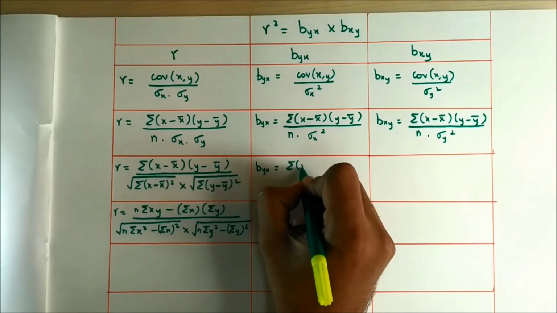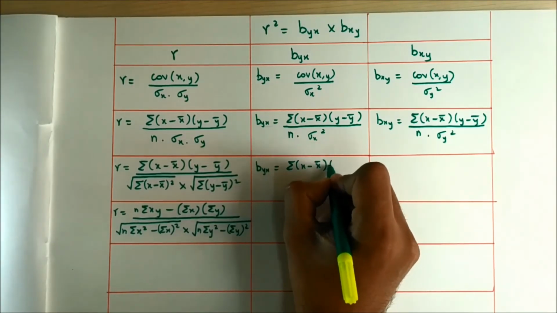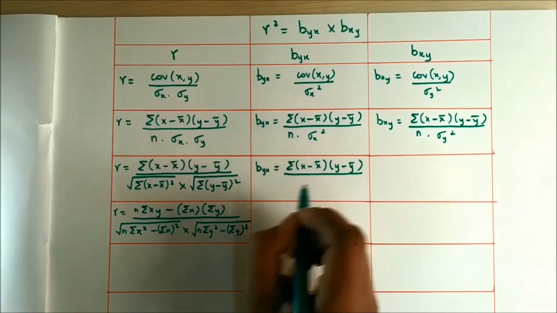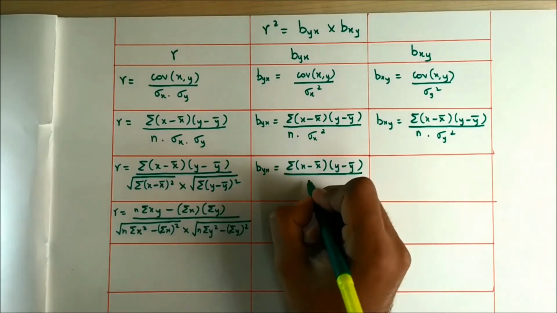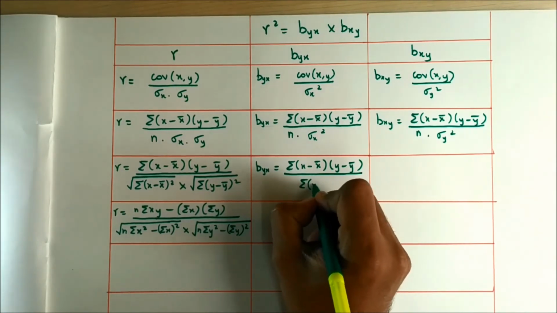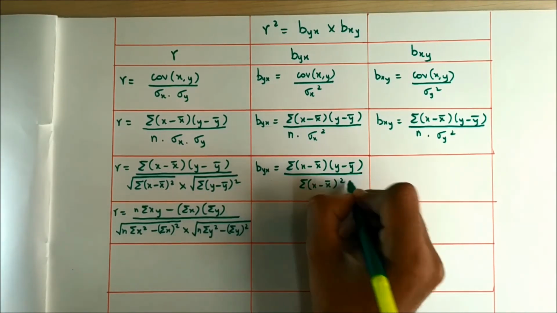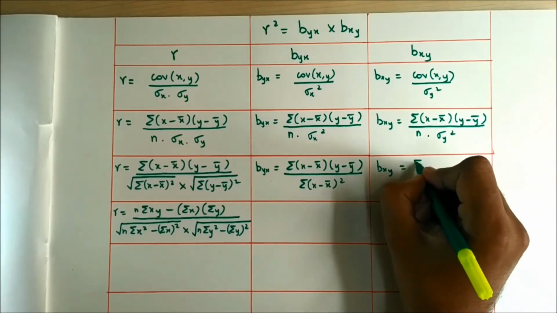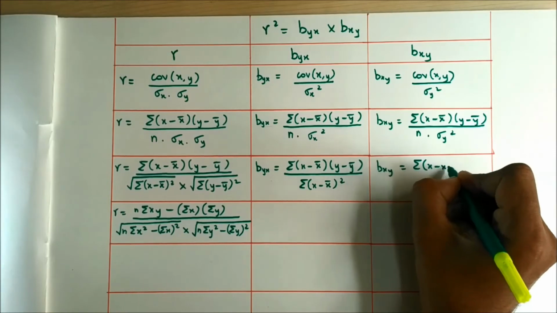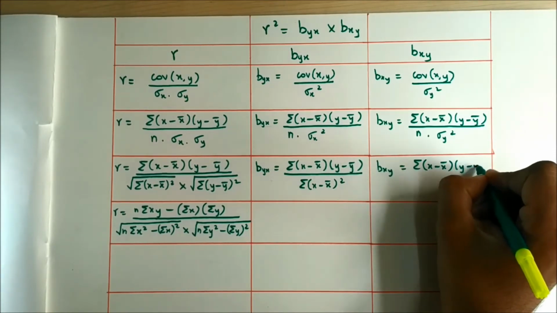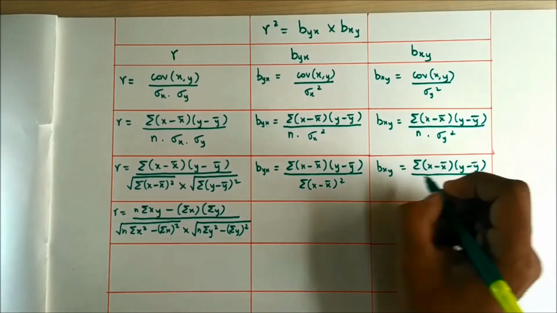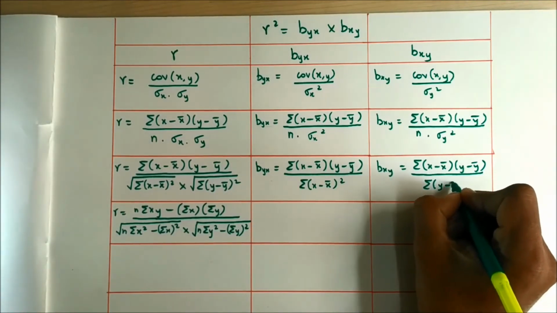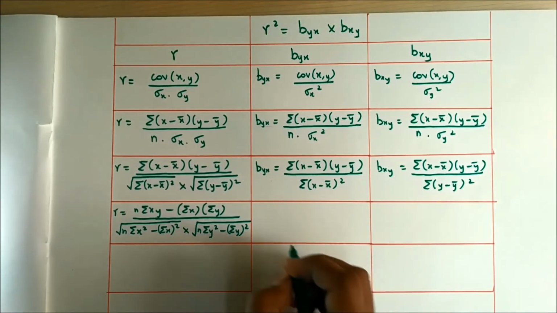So the numerator remains the same, summation x minus x bar y minus y bar. Then you have the x term there, just square it, so the root gets eliminated, so you have summation x minus x bar square. Easy, right? Then next is bxy, so that would be summation x minus x bar y minus y bar upon, again the square of the root, so you get simply summation y minus y bar square.